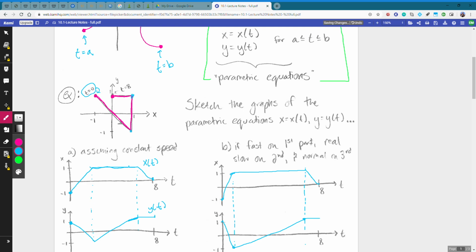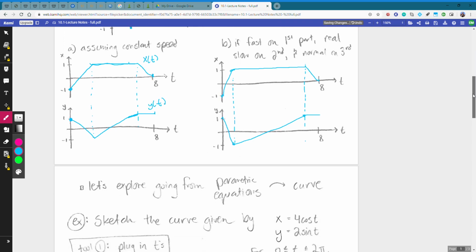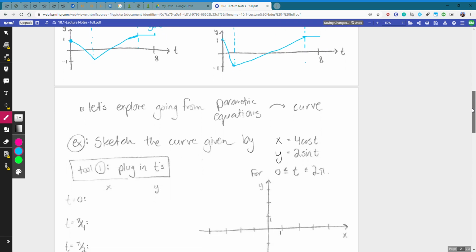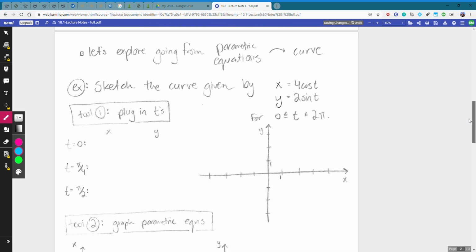So this is the idea of parametric equations and how they describe the x and y coordinates at different times. And here we've gone in the direction of taking a curve and playing a game and trying to come up with these parametric equations, these graphs here, our functions. Let's go the other way. Let's now think about going from our parametric equations to a sketch of the curve.